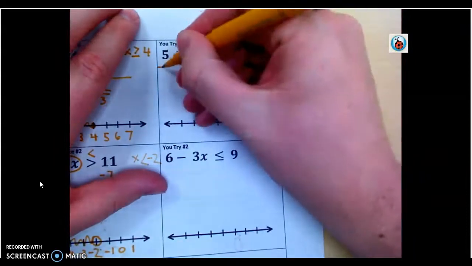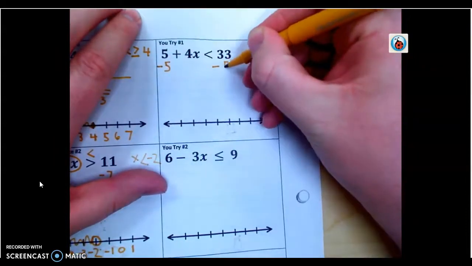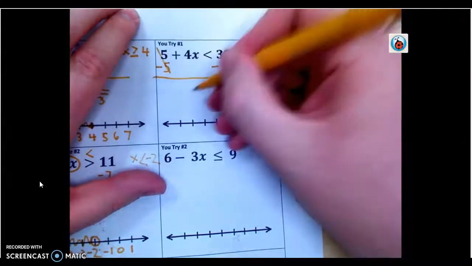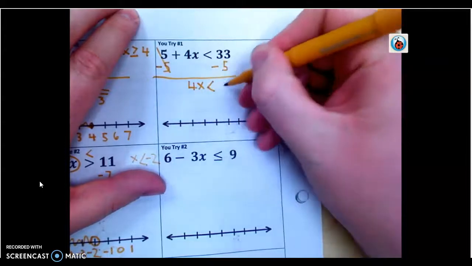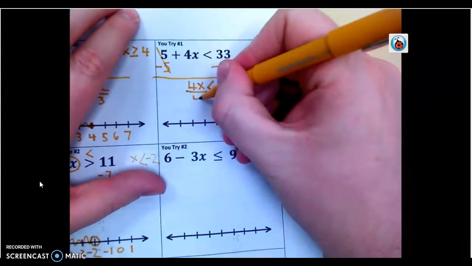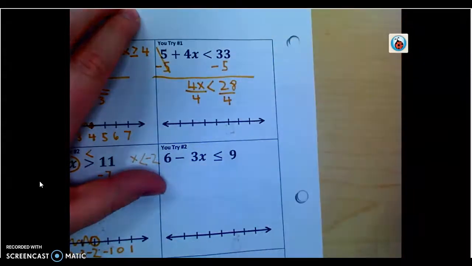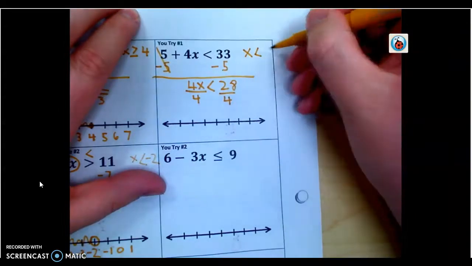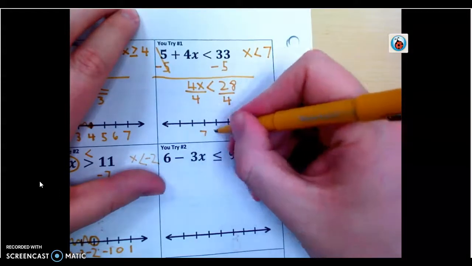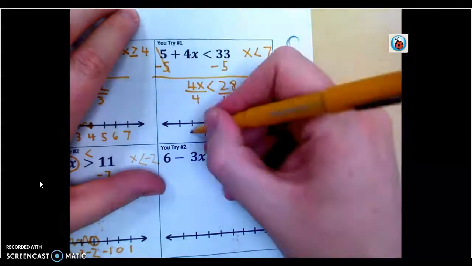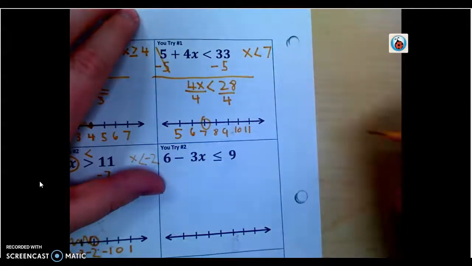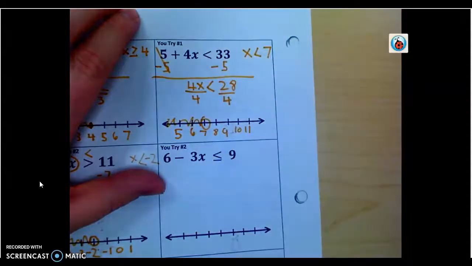So for number 1, our first step would be subtracting 5 from both sides. That will leave us with 4x is less than 28. Divide both sides by 4, and we get x is less than 7. So if I make my number line 7, 8, 9, 10, 11, 6, 5, I'm going to have an open circle at 7, shading to the left.